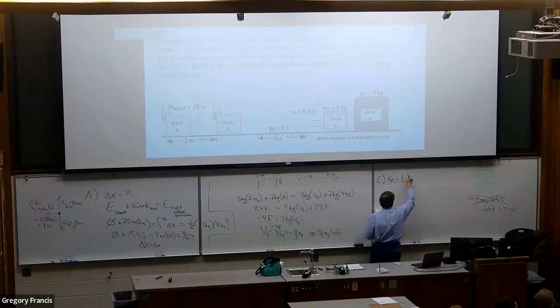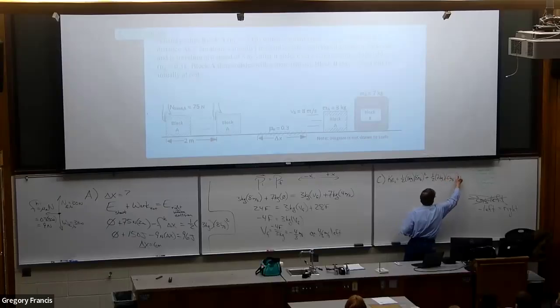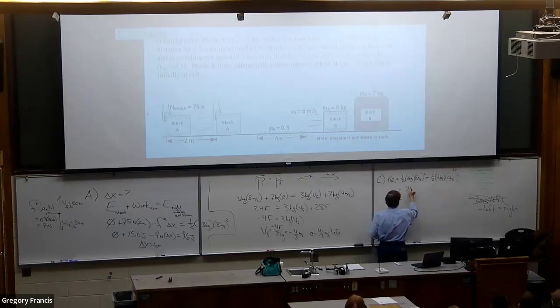I've got 1/2 times 3 kilograms times 8 meters per second squared plus 1/2 times 7 kilograms times 0 meters per second squared. Well, that's 0. And that's just 96 joules.